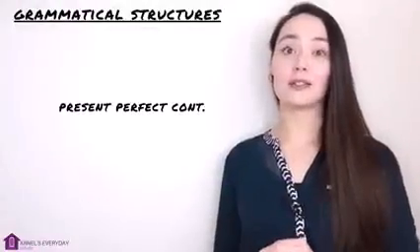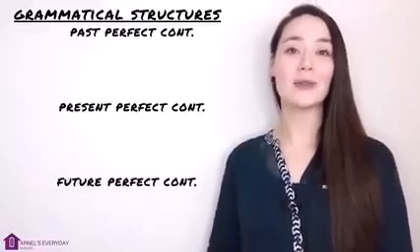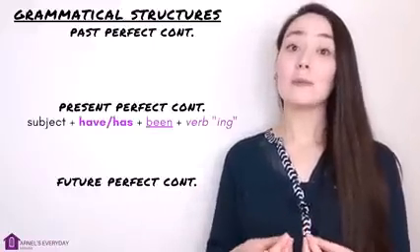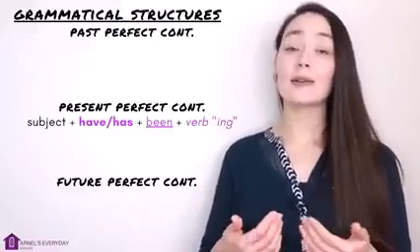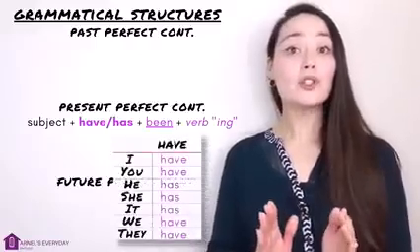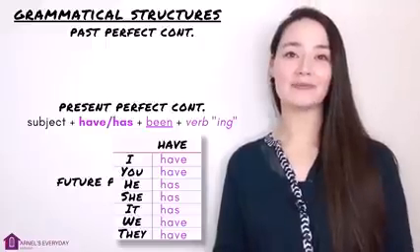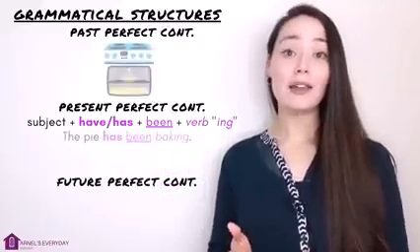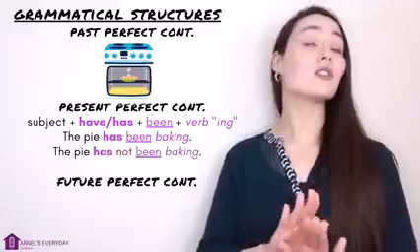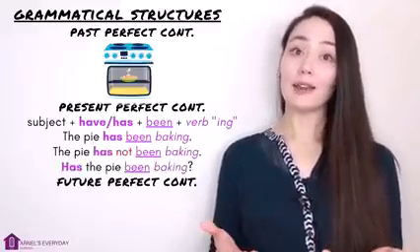Present perfect continuous, past perfect continuous, future perfect continuous. Present perfect continuous: subject, have or has, been plus verb-ing. Remember to choose have or has depending on your subject. The pie has been baking. Negative: the pie has not been baking. Question: has the pie been baking?